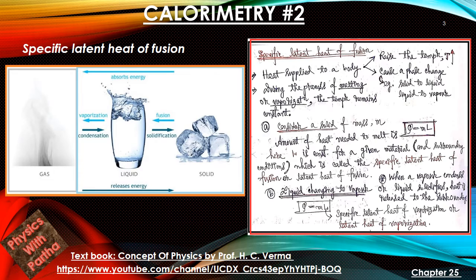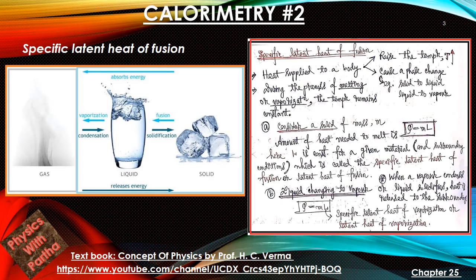So for that we have some calculation. Let's calculate specific latent heat of fusion. Here it is written that heat supplied to a body can go to raise the temperature of the body, or it can cause a phase change. For example, solid to liquid, liquid to vapor, etc. So during the process of melting or vaporization, melting means solid to liquid, vaporization means liquid to gas, the temperature remains constant. That means whenever a phase change is happening, at that time temperature remains constant.